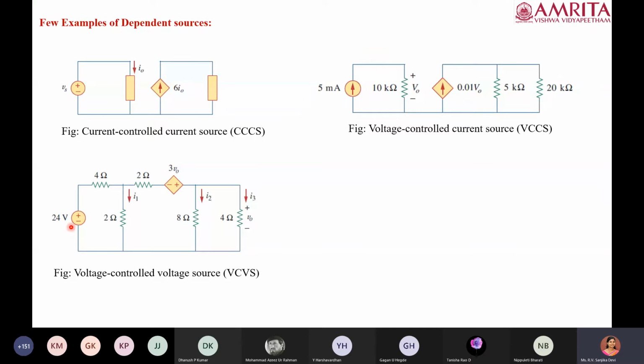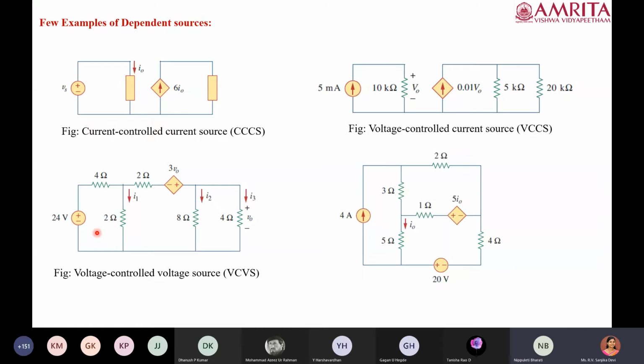Okay, and what about this 24 volt? Is it an independent source? Independent voltage source. Yes, it is an independent voltage source. Very good. And this one? Current controlled voltage source. Yes, it is a current controlled voltage source. Very good.